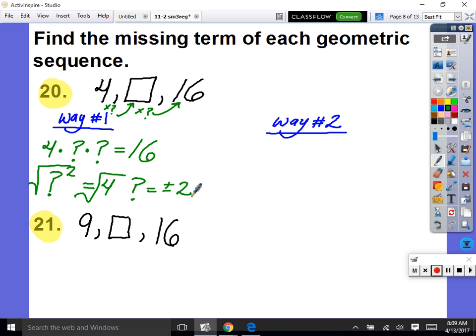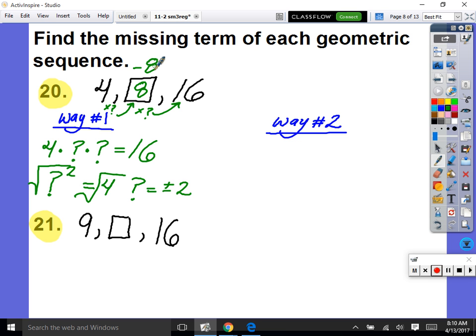Because think about it. So now we know question mark is, let's say it's positive 2. What's 4 times 2? 8. Then times 2 is 16. Let's see if negative 2 works. 4 times negative 2 is negative 8, times negative 2 is 16. So do you see how either or could be the answer? We don't know. So you have to list out both of those answers. Plus or minus 8.